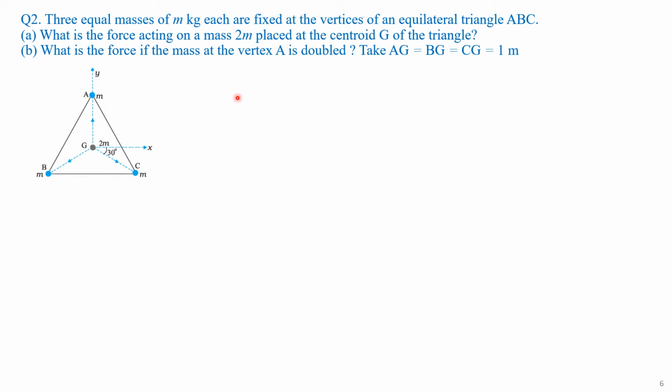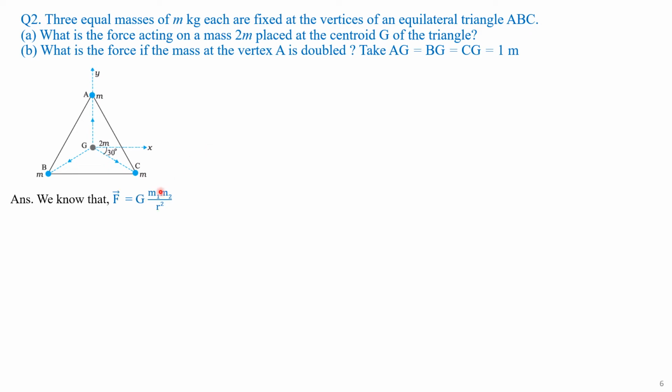Please read the question once again and draw the figure. First draw the triangle ABC. Mark mass M at each vertex, that is at A, B and C. G is the centroid of the triangle. You can join it in such a way that all meet at the point G. If you draw a perpendicular from point B to AC at the center and then join it, you will get the angle between GC and the x-axis as 30 degrees.